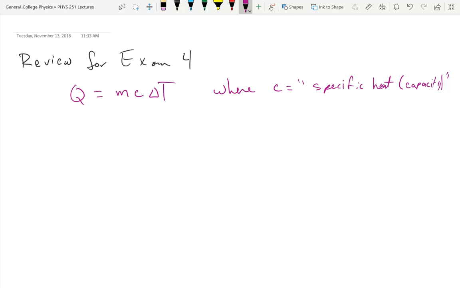So heat capacity would be capital C, lowercase c is the heat capacity per unit mass. So this stuff here combined, capital C is equal to m lower c, where capital C is the heat capacity. But this was for liquids or solids.